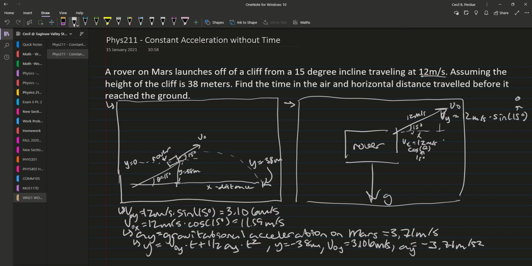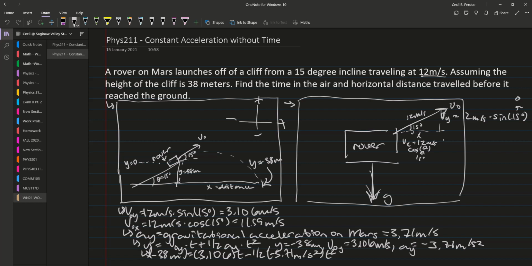It's worth noting that the reason that the acceleration in the y direction is negative is because it's in the opposite direction of our supposed positive direction. So basically I'm following standard conventions and saying that this is the positive direction, this is the negative direction, positive, negative. We can say that negative 38 meters is equal to 3.106 times t plus 1/2 negative 3.71 meters per second squared t squared.